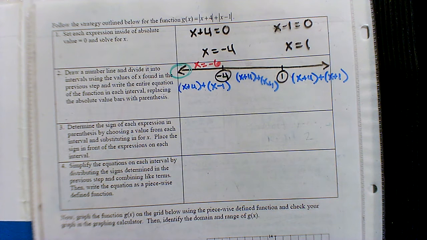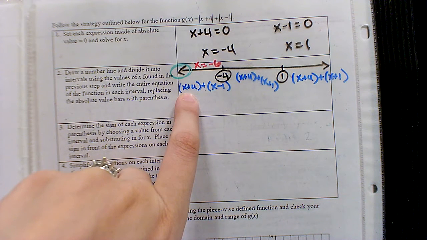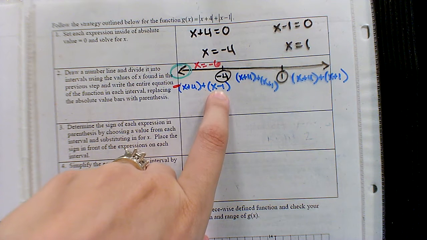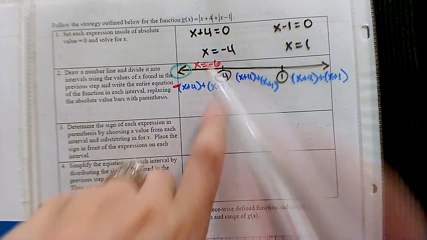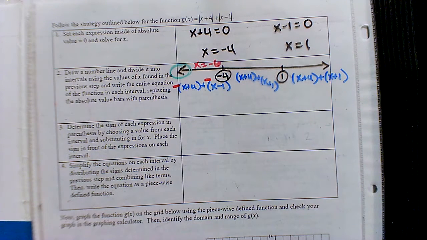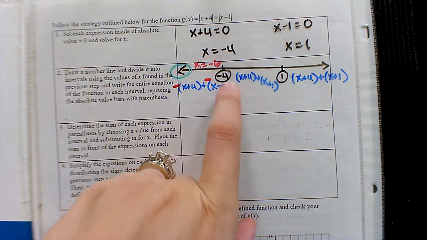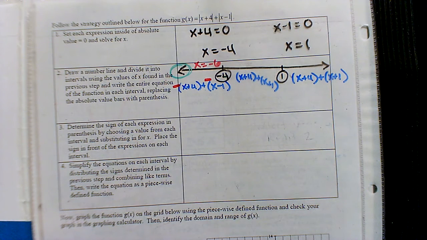If you plug negative 6 into each parenthesis individually, negative 6 plus 4, positive or negative? Negative. So we're going to put a little negative out front. Negative 6 minus 1, positive or negative? Negative. We actually wrote out the work last time, but I think you could probably do some of that in your head. You don't have to write it down if you don't want to. Now pick any number you want between negative 4 and 1. Something easy.